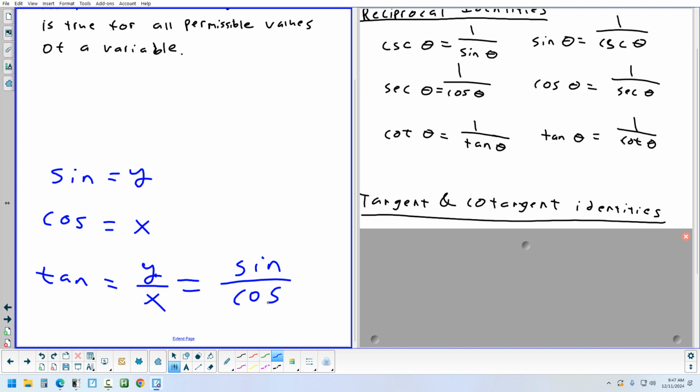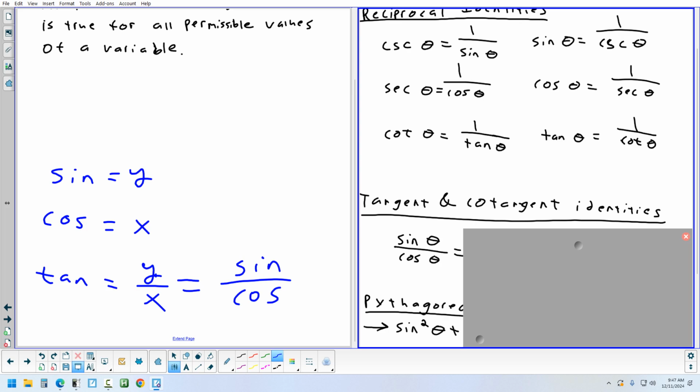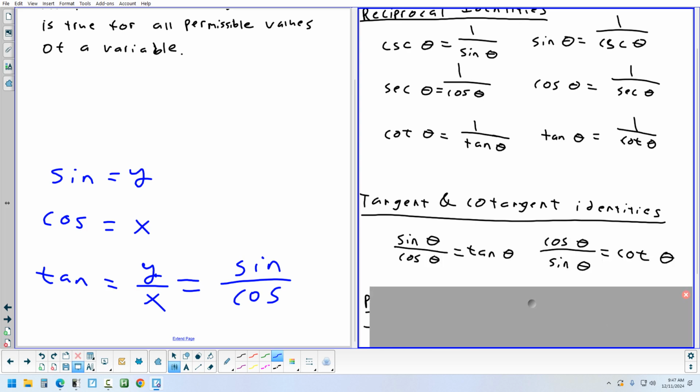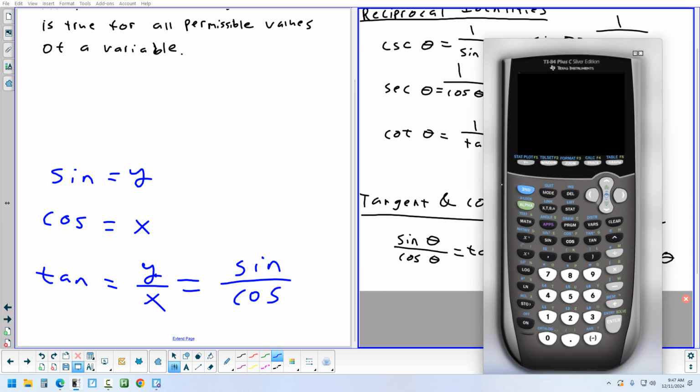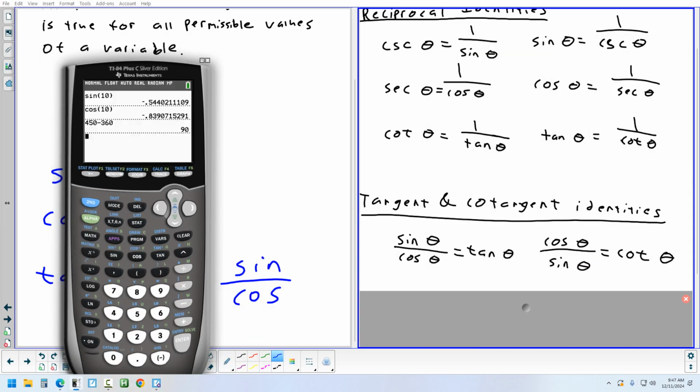Sine divided by cosine is tangent. So if you have a crisis one day and your tangent button isn't working on your calculator, you need to know the tangent of 20 degrees. If you don't have a tangent, you can take the sine of 20. You can divide by the cosine of 20. And that comes out exactly the same as the tangent.